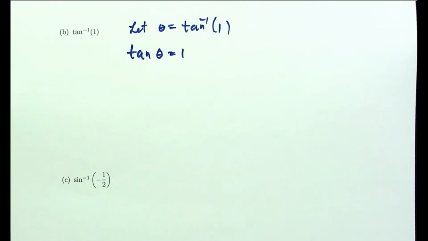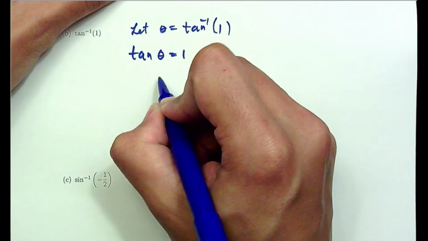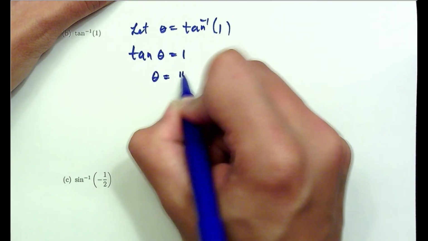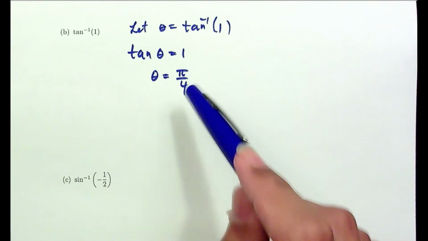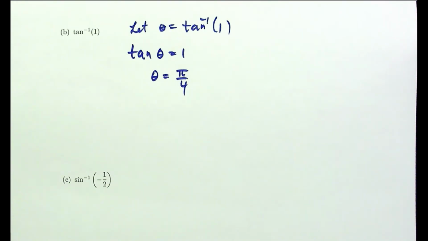So we want to figure out what is an angle whose tangent of theta equals 1, and that's a special angle. You should be able to figure that out without a calculator because it's a special angle. It's positive, it is in the first quadrant. So think about it, what is it? The answer is pi over 4. The tangent of pi over 4 or 45 degrees is 1.